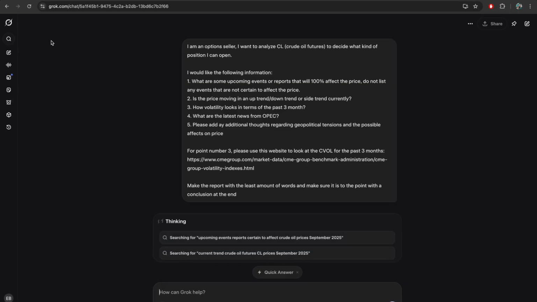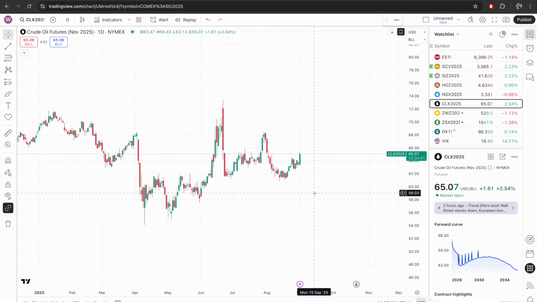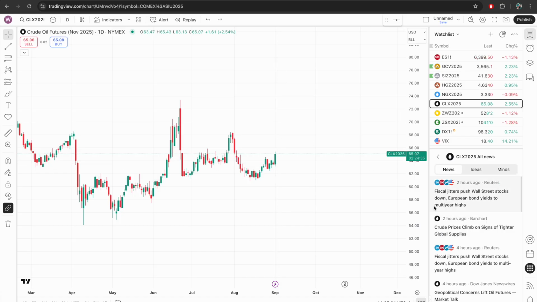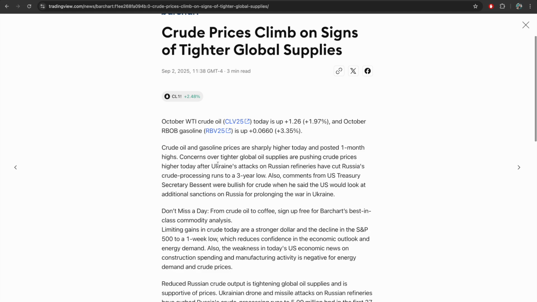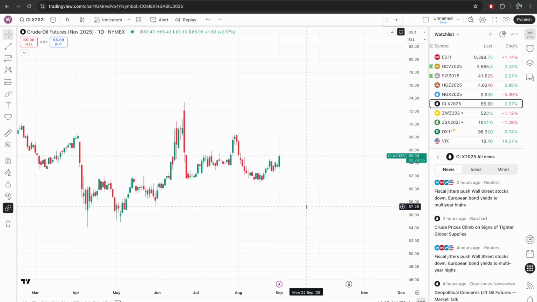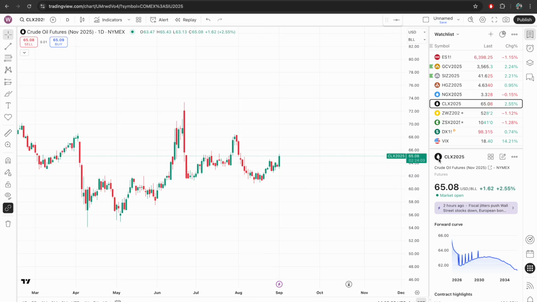I'm just thinking right now. Let's take a quick look at the crude oil price. For now, the price went up pretty hard, 2.5%, and the news is pretty simple. I think Ukraine attacked some Russian refineries and cut Russia's crude processing output to a 3-year low. At the same time, this has to be taken with a grain of salt, as Russia doesn't really export oil to the US. It exports mainly to India and China, and it's also not the exact same crude oil that we have here in the US. So it's a bit different, but it still affects the price nonetheless.